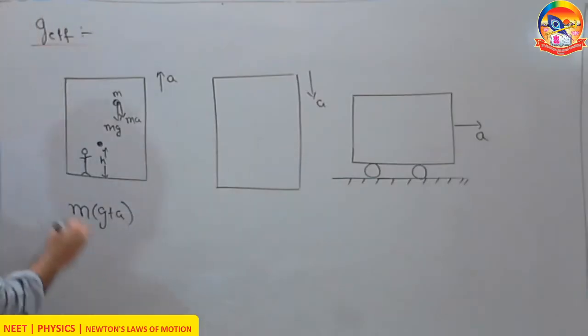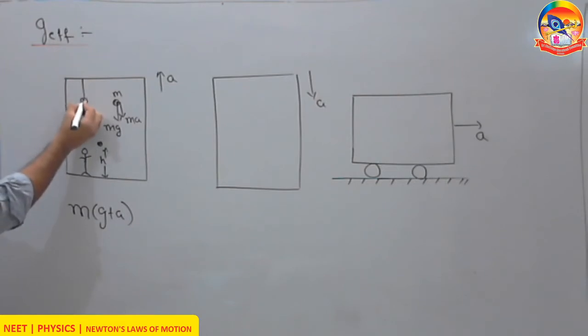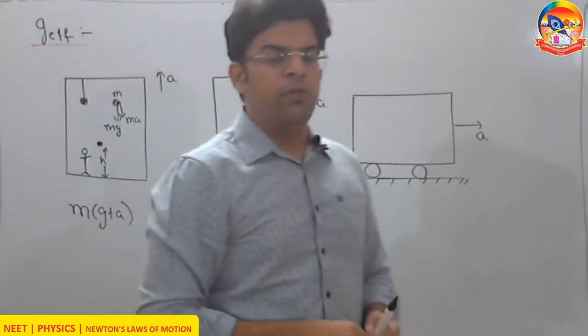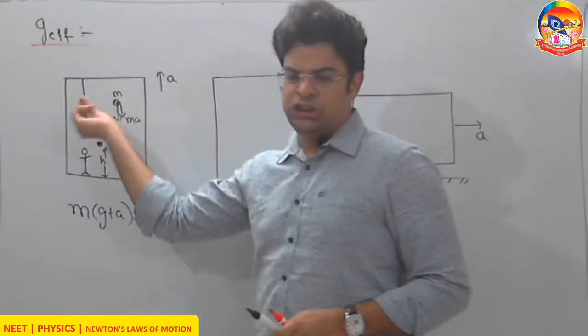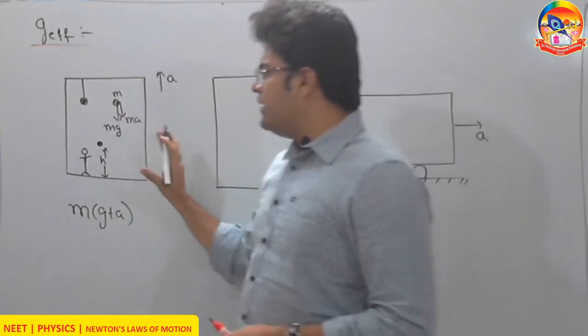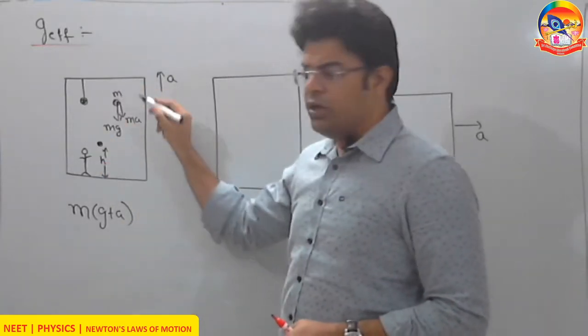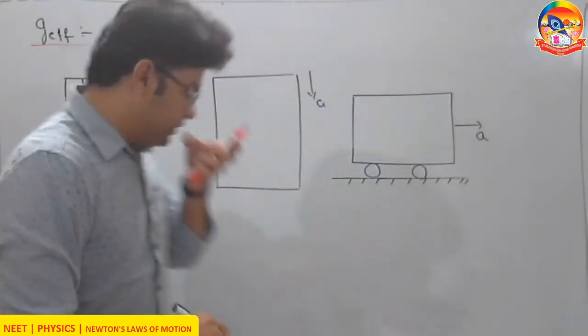Similarly, if a bob is suspended from here, the time period of simple pendulum on earth, we know that is 2 pi under root L by g. In place of g, write g plus a. So everything inside this lift can be changed from g to g plus a.